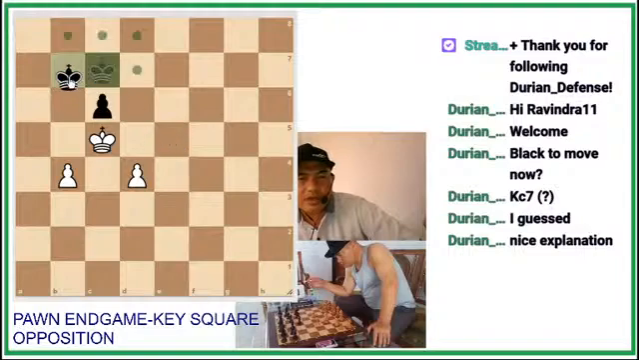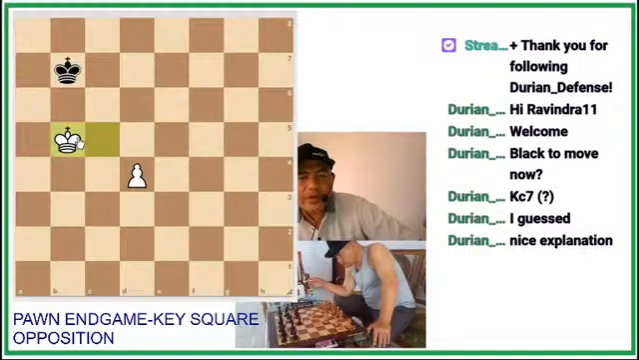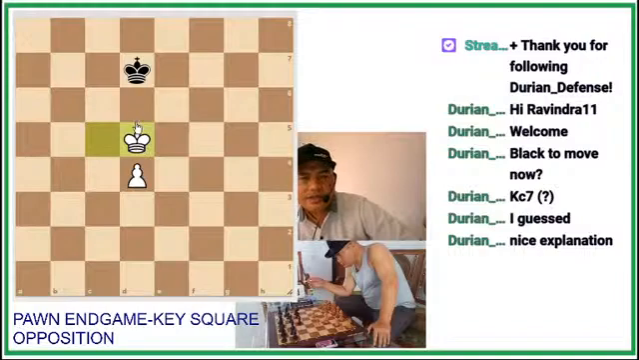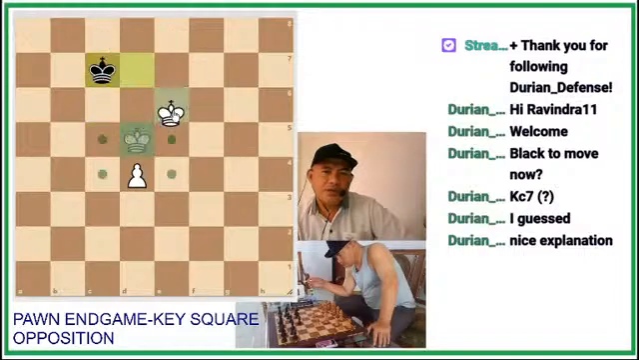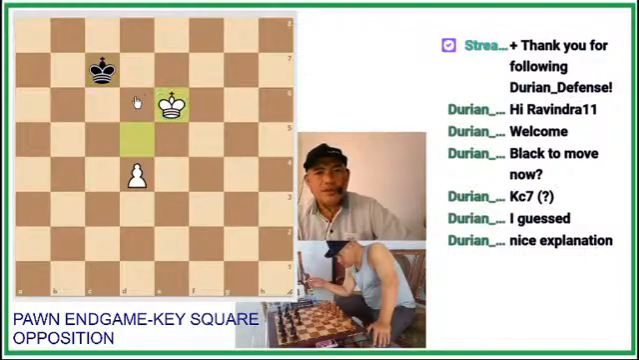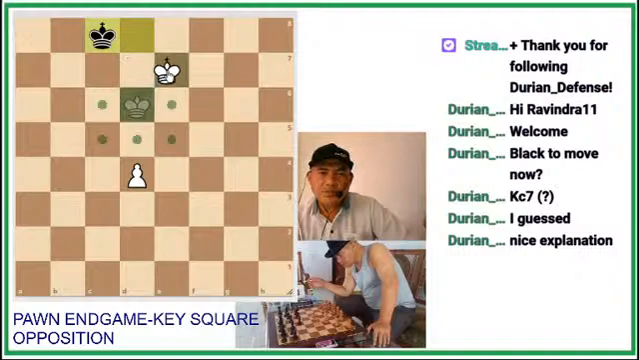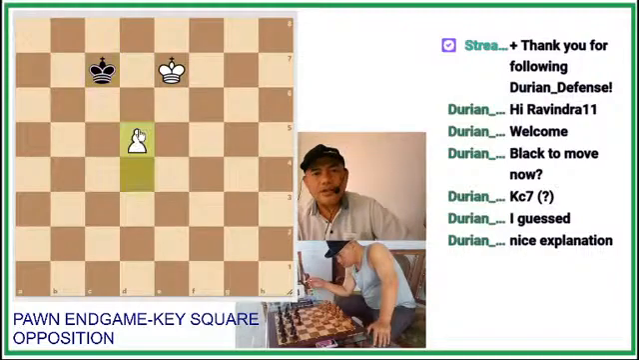So whatever black moves, for example, white already has the opposition, and when white goes here, then black has to leave his key square. For example, he goes here, then he leaves this key square. When he goes here, he leaves this key square. So by doing the outflanking, the opposition, the absolute outflanking, white can win here.